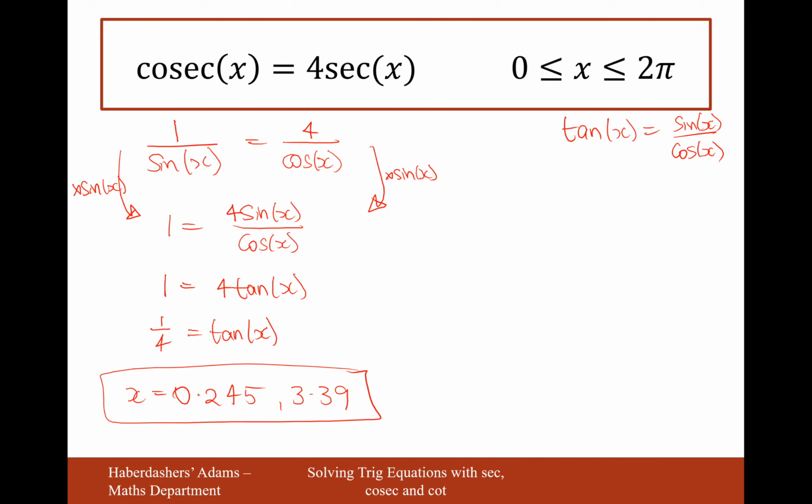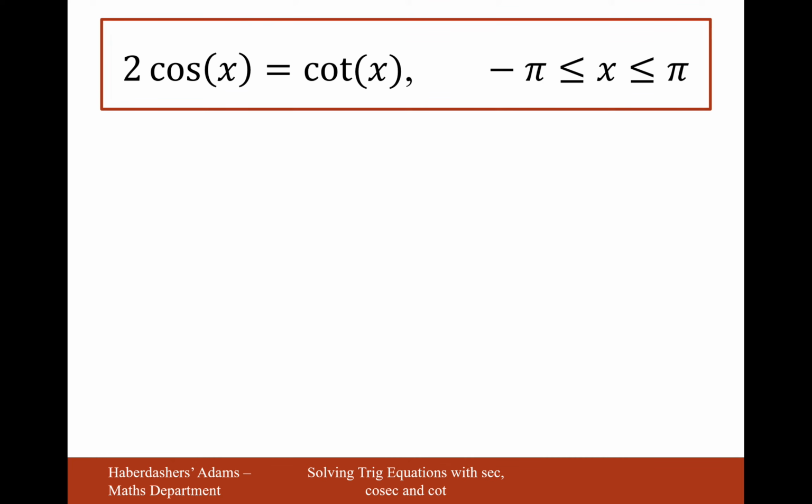So what we did first of all was we turned them into sine and cos, multiplied both sides by sine to make it sine over cos, because sine over cos can turn into tan. Leave the 4 alone at the front, and then divide the 4 on the other side to make yourself a little equation. Alright, let's move on to the next one.